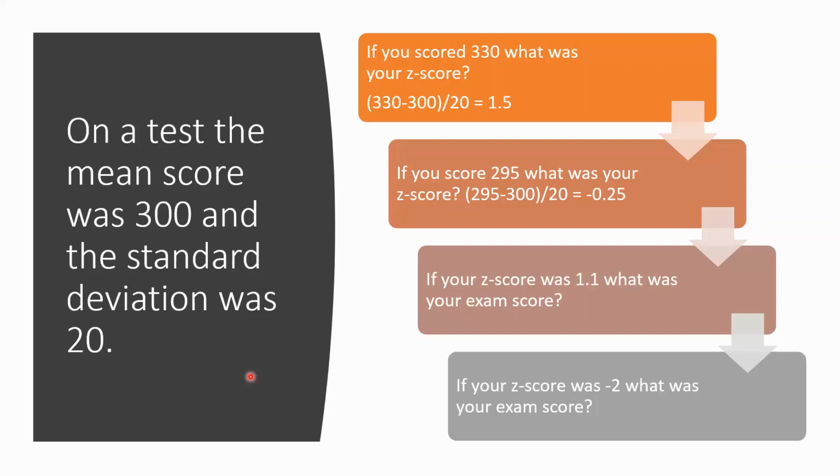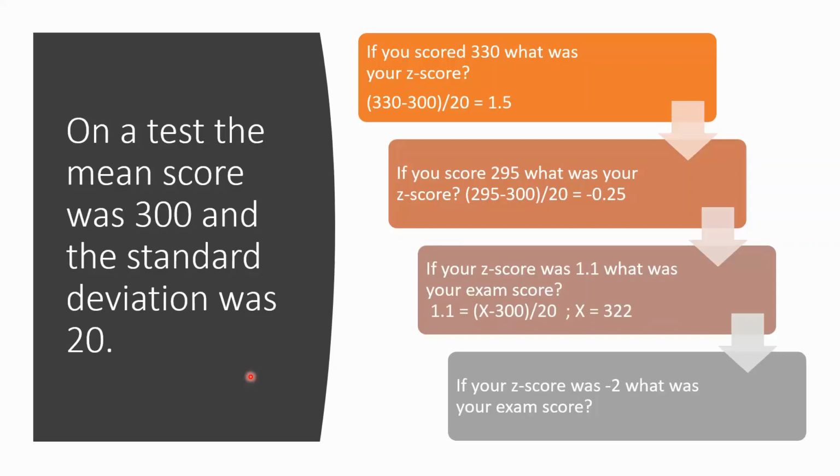Suppose you had a z-score of 1.1. What was your exam score? Well, that means that 1.1 is your unknown exam score minus 300 over 20. And when you solve that equation, you get an exam score of 322.